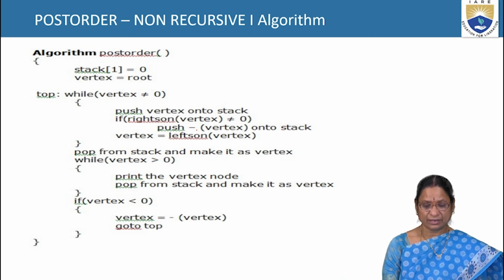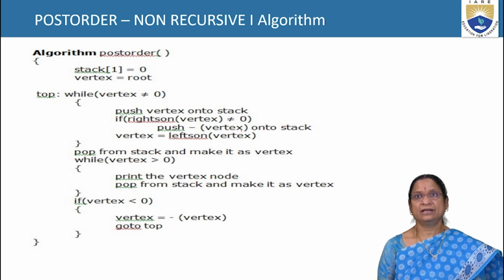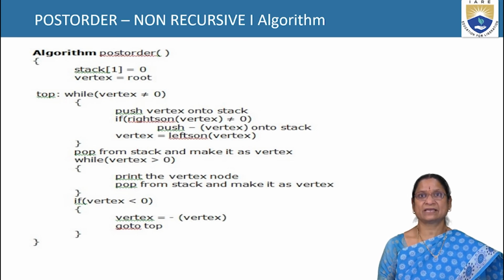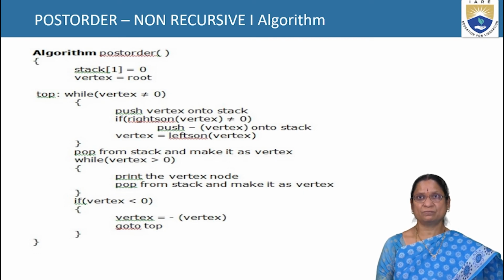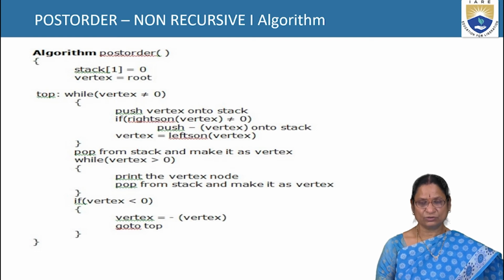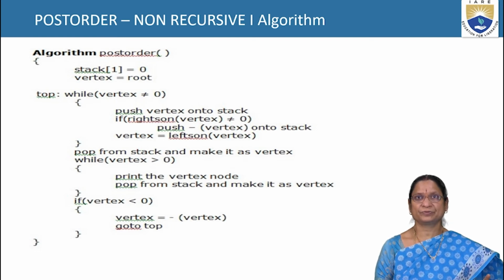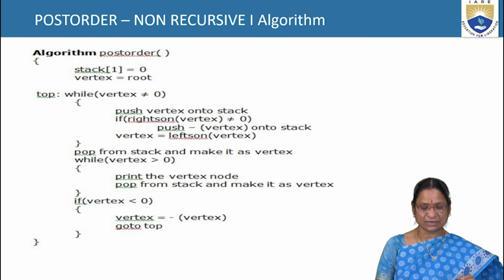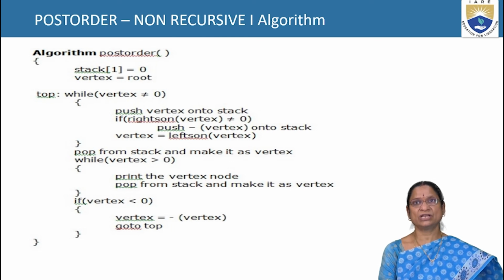If it is a right child, we push it with a negative sign. So if the right of the vertex is not equal to 0, we push the negative of the vertex onto the stack. Then vertex is updated to the left of the vertex. This process continues until the vertex is null, which means that path has ended. Then we pop from the stack.